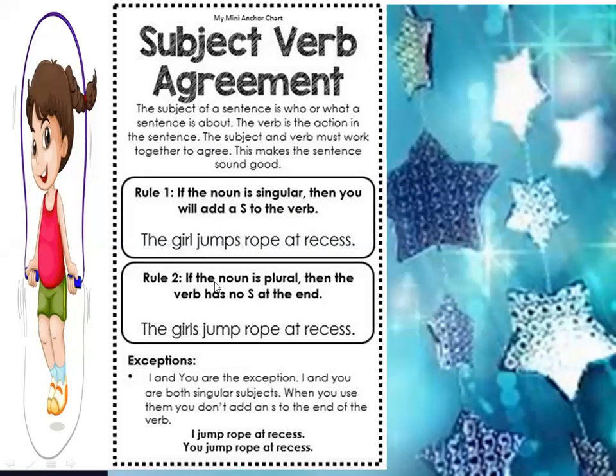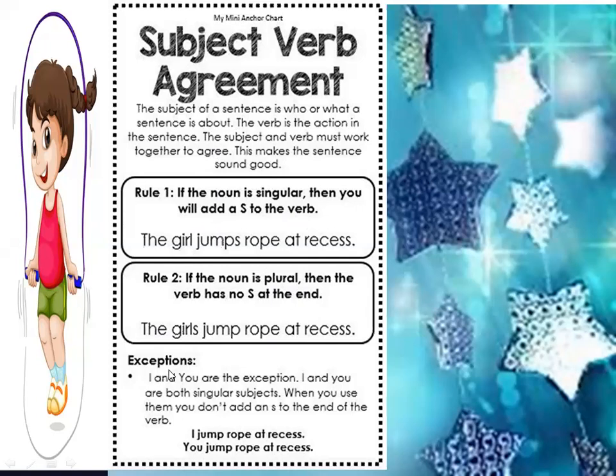Rule number 2 is, if the noun is plural, then the verb has no s at the end. Means if you are using girls over here, you will not use s or es with the V1. Okay, the girls jump rope at recess.